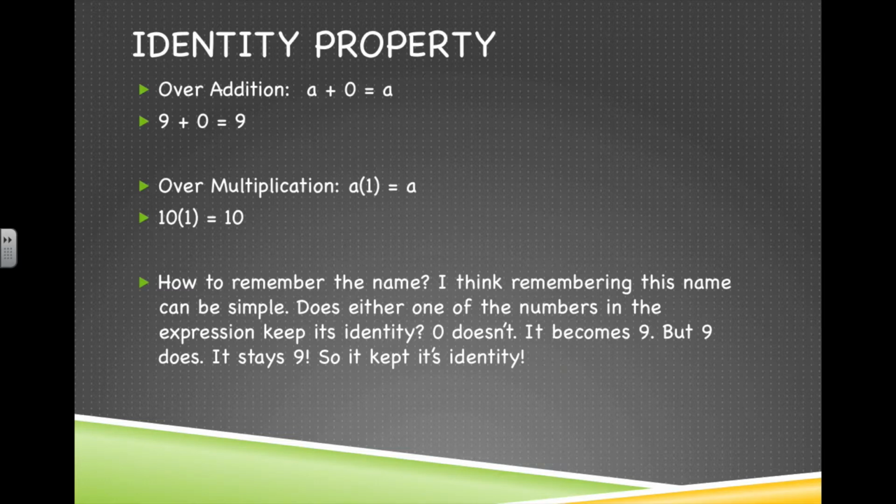The question is, how can we remember the name when we simply see an example of the property? I think remembering this name can be simple. Does either one of the numbers in the expression keep its identity? Well, 0 doesn't. It became a 9. But 9 did. It stayed the same. It kept its identity. So when I look at an example and I see a number that has kept its identity, I hopefully will remember it's the identity property.